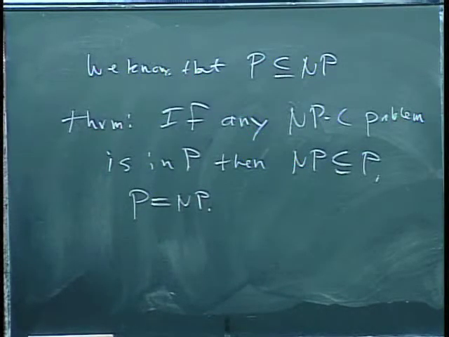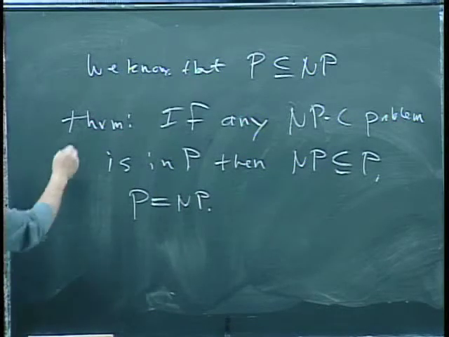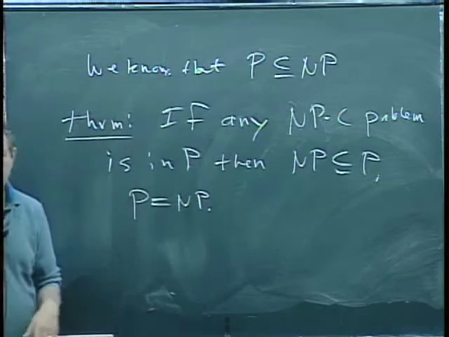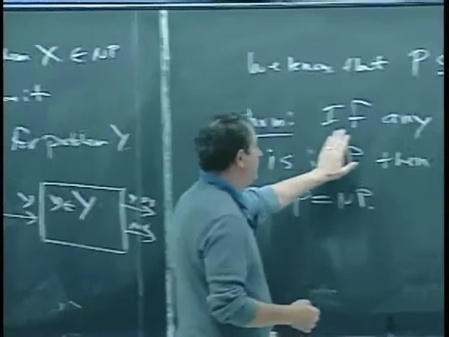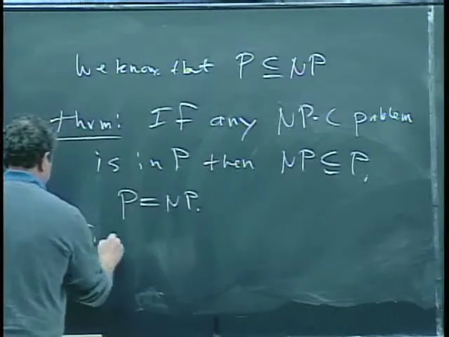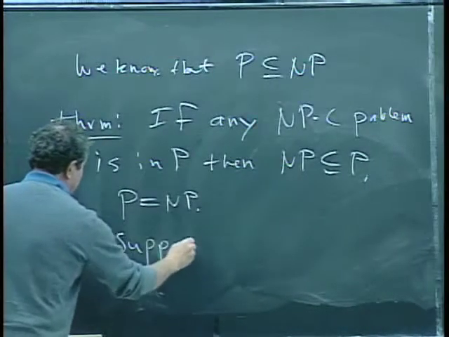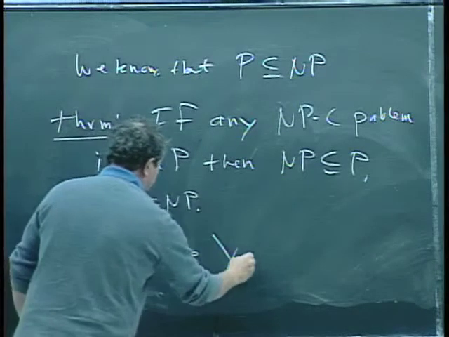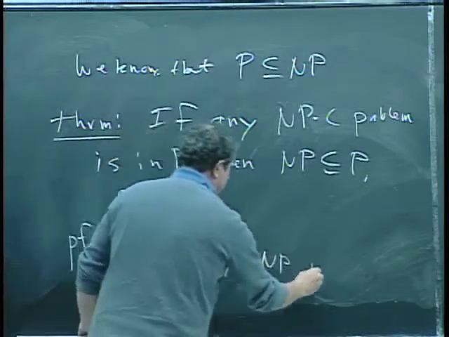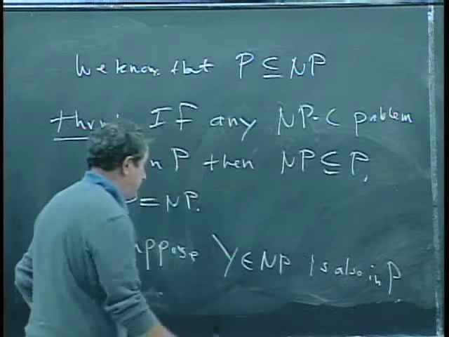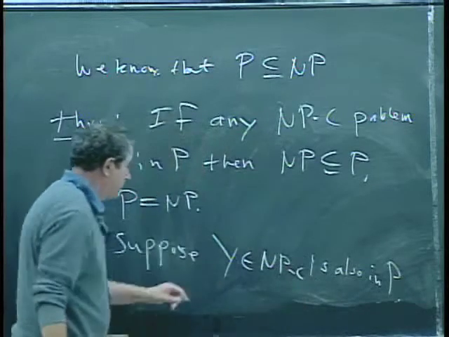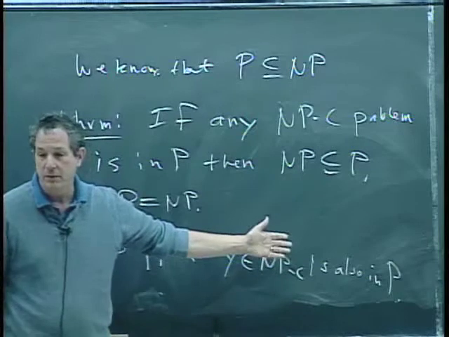So, how do we know that? This is also basically a one-line proof. It's just a use of this definition of what NP-completeness is. Okay? So, let's suppose some problem Y, which is in NP, is also in P. I'm sorry, NP-complete. So Y is an NP-complete problem, but it's also in P.